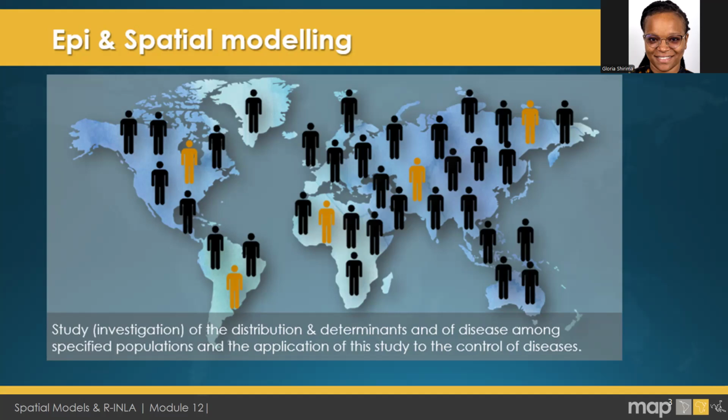For example, when we were doing investigation of distribution and determinants of the disease among specialized populations and applicants of the study in the control of the disease, we could see from the data we were given people from all over the place, and people who had the disease or not. And what we were doing is just visualizing that information and getting the information from there. So we will be able to know, like, maybe in Tanzania there is no disease, and maybe in Ghana there is a disease, something like that.